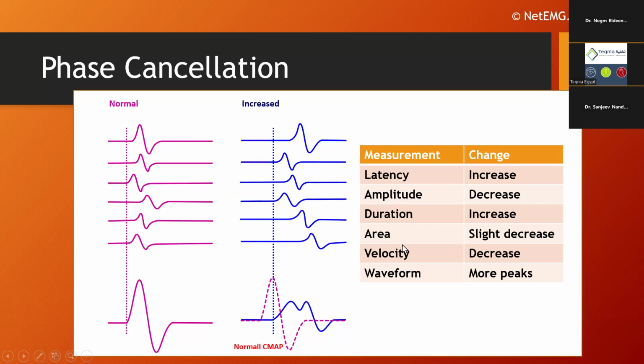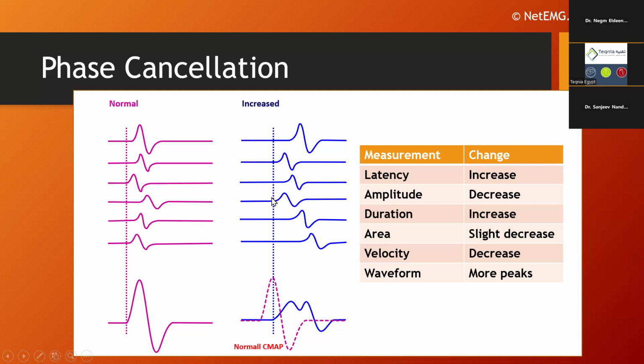Why did the area decrease and the duration increase? Let's go back to our temporal dispersion. This is the way the individual motor unit potentials arrive at the recording electrode. And they are very synchronous. Here it is going up, this is going up, it's going up. So they add in a constructive manner, giving us a large signal.